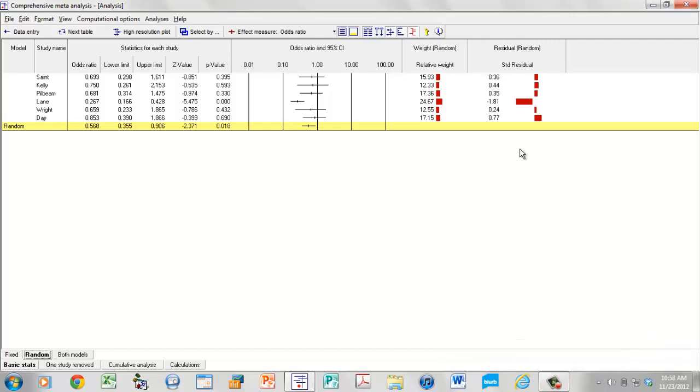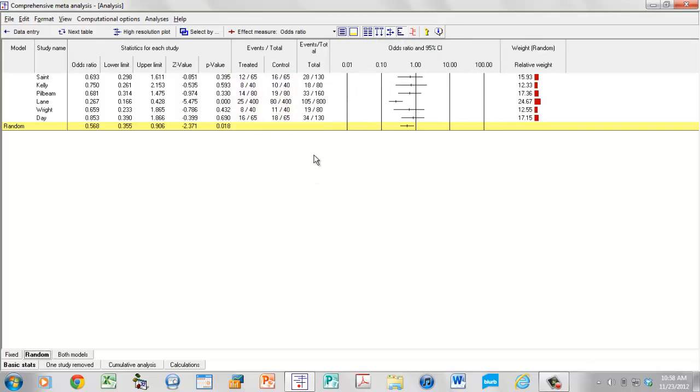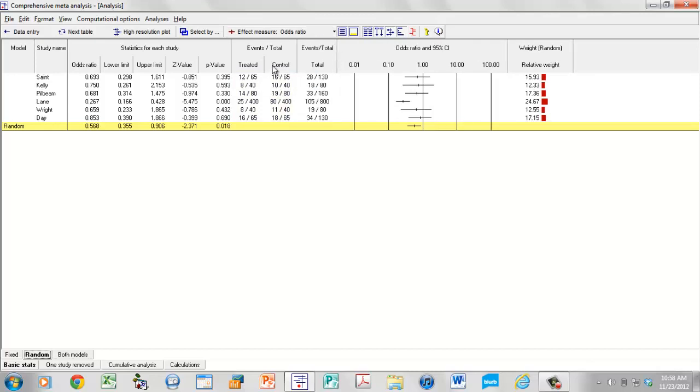Okay, some other things we can do over here. Let me get rid of this for a minute. There's a button over here that lets you show the sample size for each group, and in fact I can right click on that and say show the total, so that for the treated group, for example, for this study, we're looking at 12 out of 65 events. For the control group, we're looking at 16 over 65. I can get rid of that.